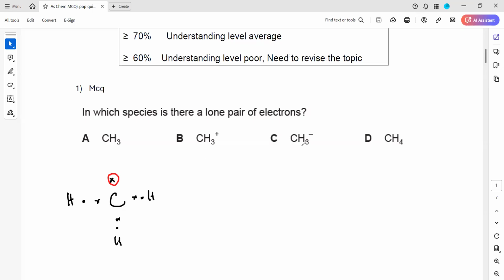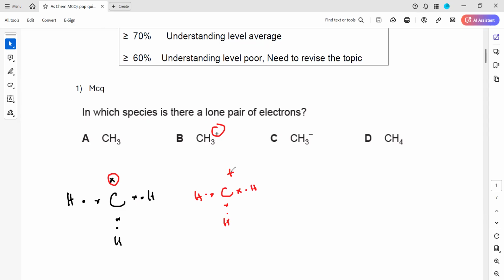But when we draw the structure of CH3 with a plus charge, what does it mean? Electron is being lost. One of the electrons is lost. This will be the structure of CH3 with a plus charge.